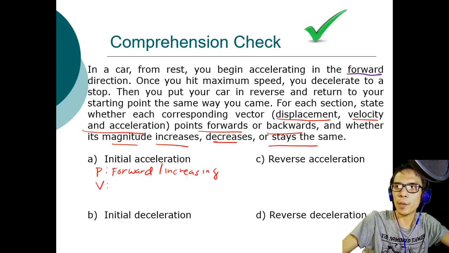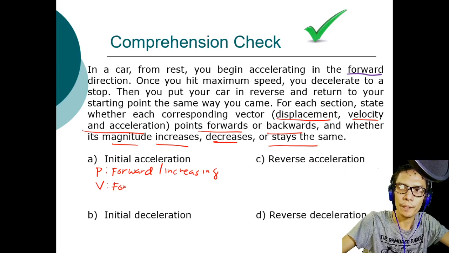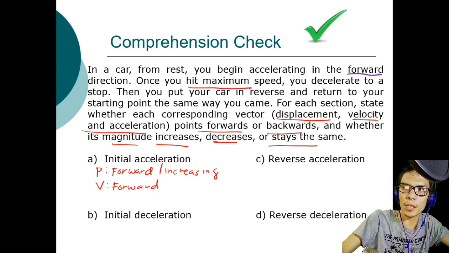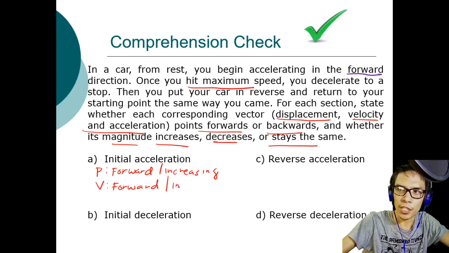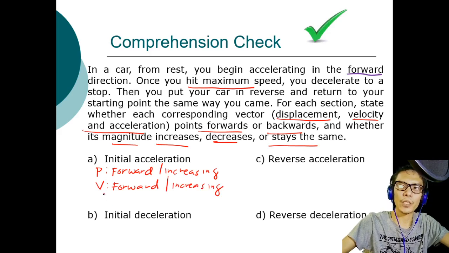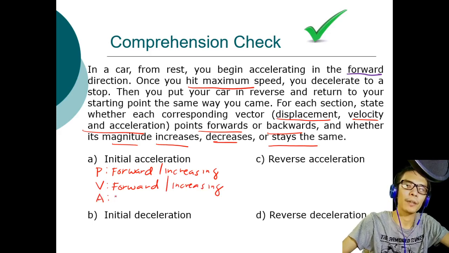Alright, so velocity. What is the velocity of the object? So it is still forward, because you hit the maximum speed, so therefore that is increasing. Okay, there you go. Next one, how about acceleration?